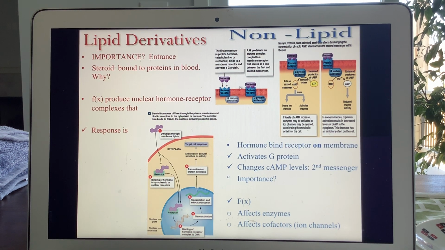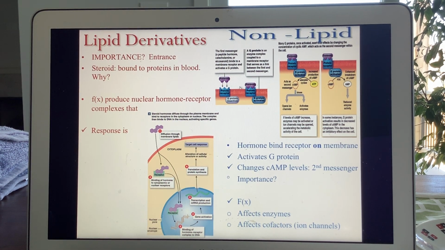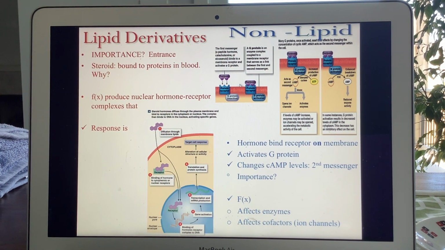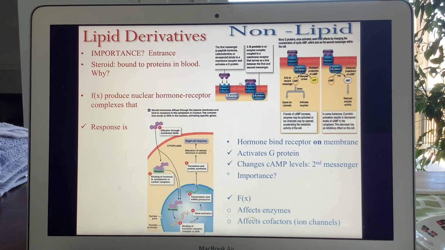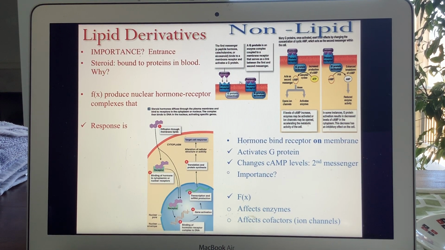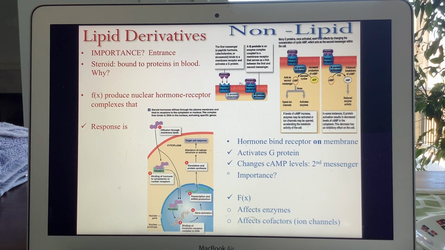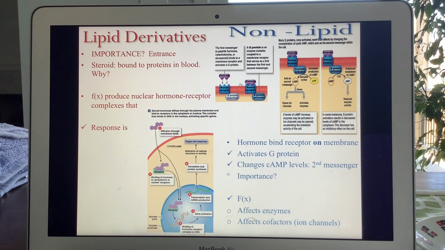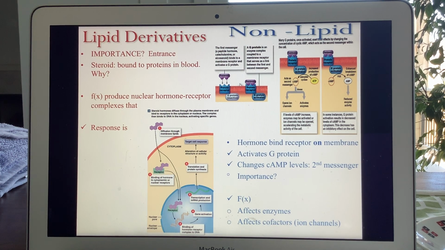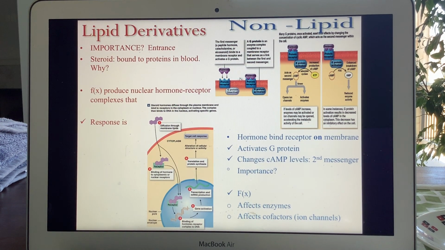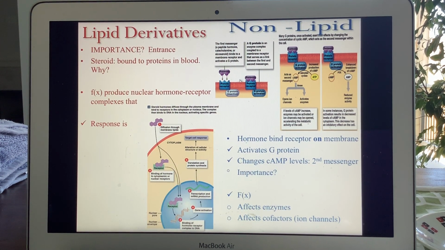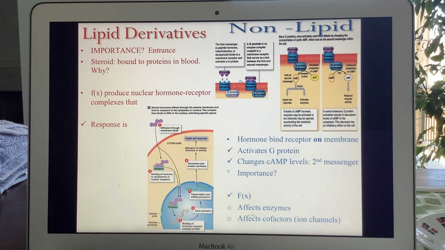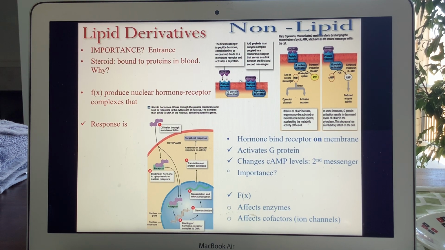Just real quickly, remember that you can have coenzymes and cofactors that allow a better fit of an enzyme. When we talk about coenzymes, those are always organic. When we talk about cofactors, cofactors are always going to be inorganic. You think of something like calcium. So we have certain ions that can make that enzyme fit better. So let's compare the two. Both of them, the importance is how they get into the cell.